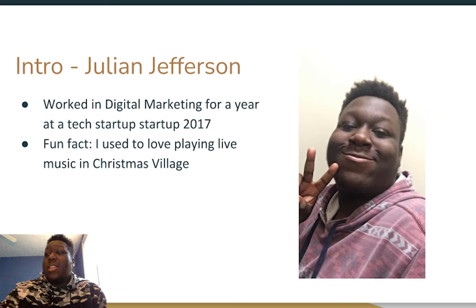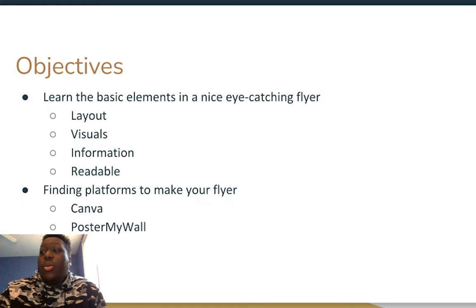So let's get into the objectives. What we want to do here is learn the basic elements of what a nice flyer is. It has a great layout, the visuals are all there, and the information is clearly on the flyer and it's readable. So I'm going to go in depth about each of those categories, as well as go in depth on Canva, which is the platform we're going to be using in this tutorial. Poster My Wall is also another nice platform where you can make flyers and other promotional pieces, but in this tutorial we're going to be using Canva.